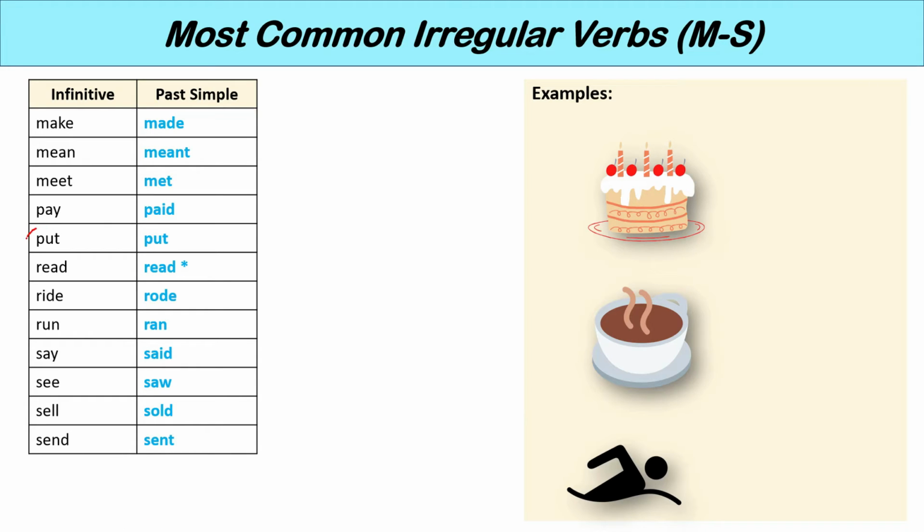Here you can see that put and put are the same in the infinitive and past simple form. However, read and read are spelt the same. However, in the past simple, it is pronounced as R-E-D, like the color red. I read a book last night. So in the past simple, we have to pronounce it differently.